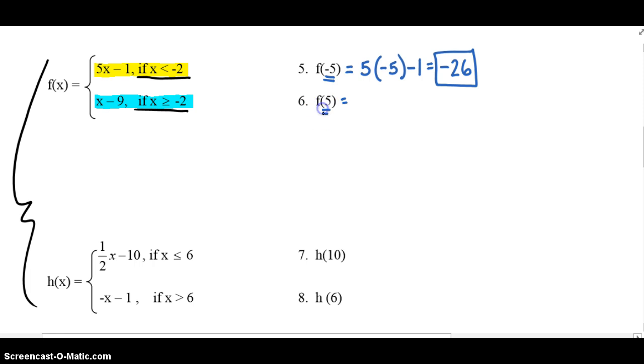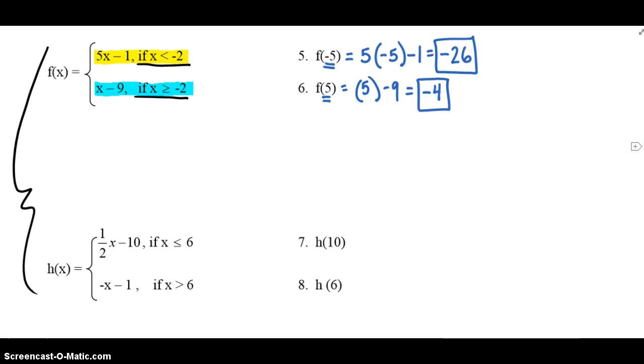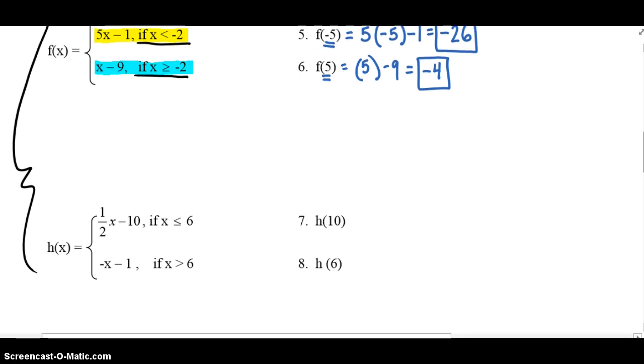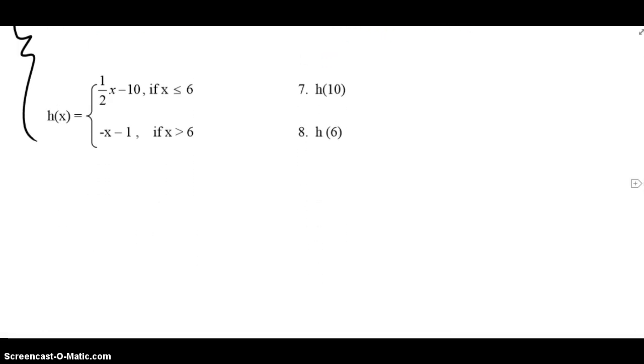Alright, number 6, we got f of 5. So again, we ask ourselves, is 5 less than negative 2, or is 5 greater than or equal to negative 2? Well, 5 is bigger than negative 2, so we're going to use this equation. So I plug it in. Instead of x, it'll be a 5 minus 9. And 5 minus 9 should be negative 4. So there's our answer. Alright, so remember, again, piecewise functions, the only difference is we have multiple equations, so you got to figure out which one our x value fits for.